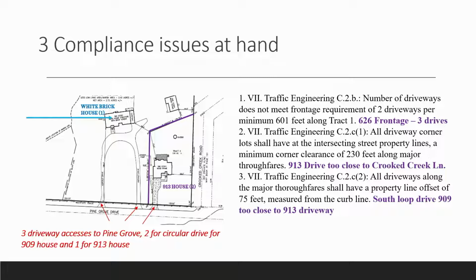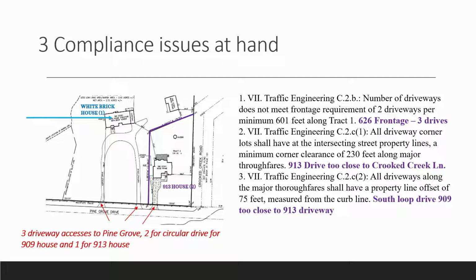The second one is that we're calling, I guess, technically the intersection at Crooked Creek, the private road, a major intersection because it intersects with Pine Grove, which is considered a major thoroughfare. And the driveway is too close to the corner per the provision. So they want 230 feet of access, and I think we're about 125 there.